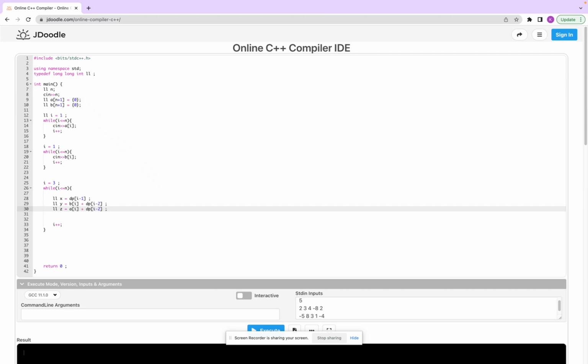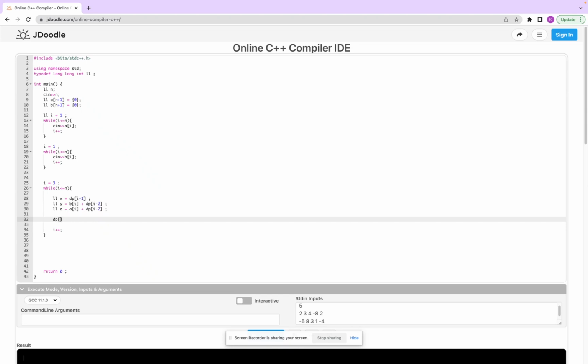So x, y, z: whatever the maximum of all these values is, I will take that as my dp of i. So max of x comma max of y comma z. This is the way we can find the maximum of three numbers in C++. You can use whatever tricks you have in Python and Java. So this is it. But what is dp of 1, guys?